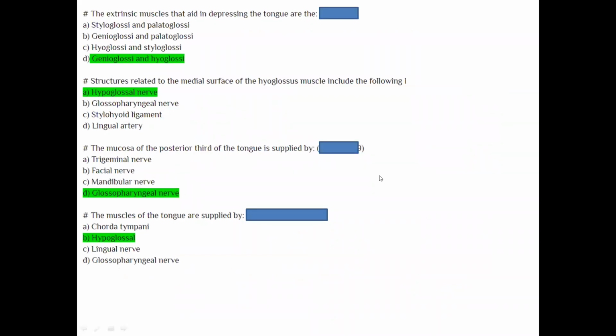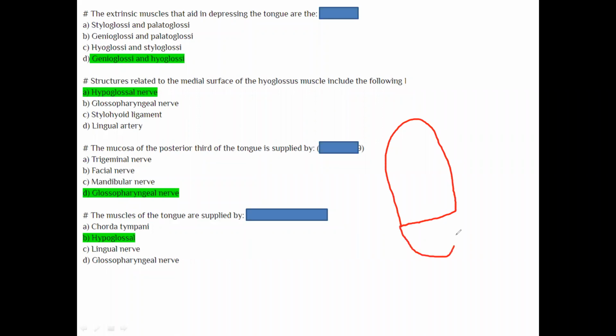The extrinsic muscle that aids in depressing the tongue: if you see the direction of the genioglossus muscle and hyoid bone, they help in depressing the tongue, and the genioglossus protrudes the tongue as well as depresses it. Structures related to the medial surface of the hyoglossus muscle include the hypoglossal nerve.